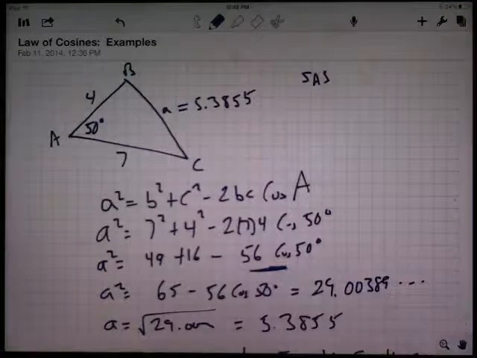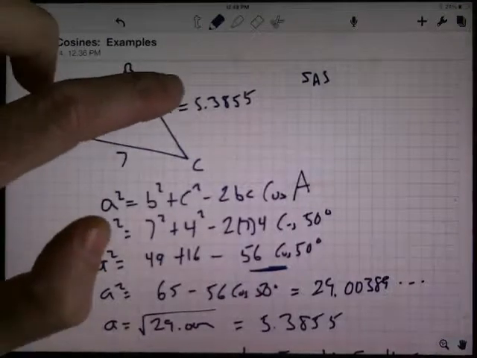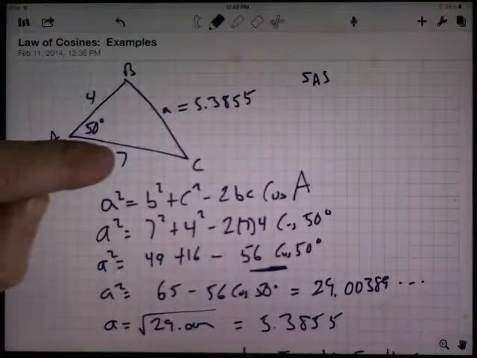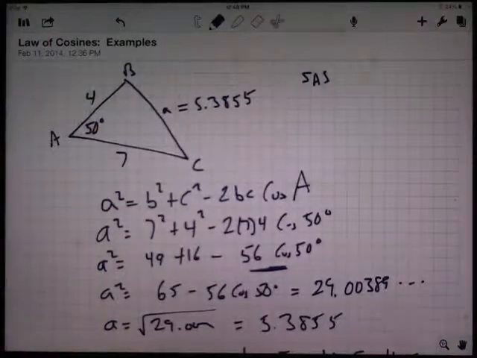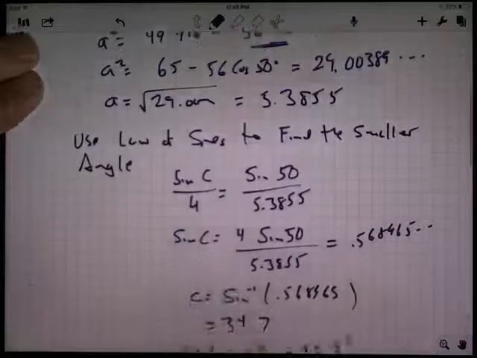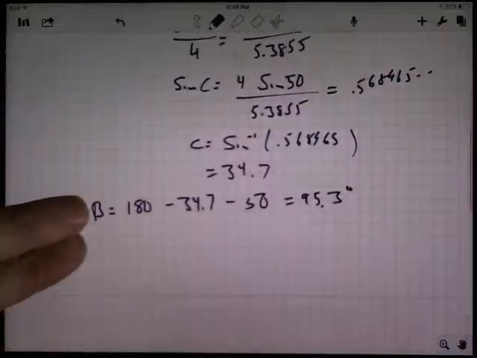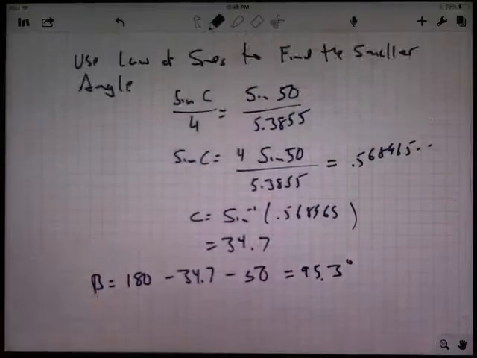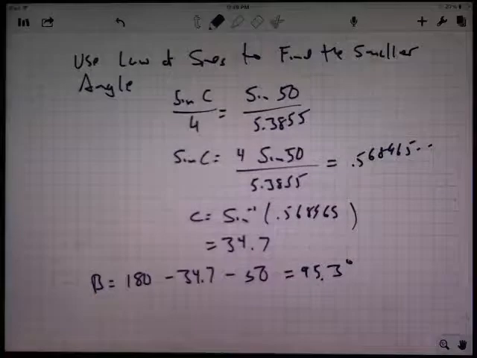If it turned out that side A was already bigger than 4 and 7, then it wouldn't make any difference which one you did, B or C, with the law of sines, because you know they're not going to be bigger than 90 degrees. Okay. If you're using the law of sines to find an angle, make sure it is smaller than 90 degrees. So anyway, there's one example. I think I'm going to stop this video and do another example in another video.